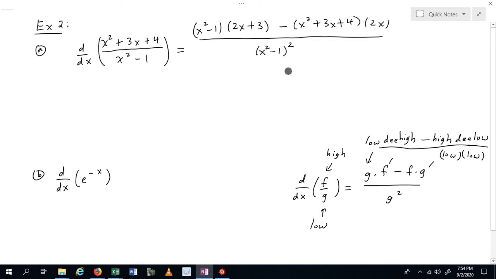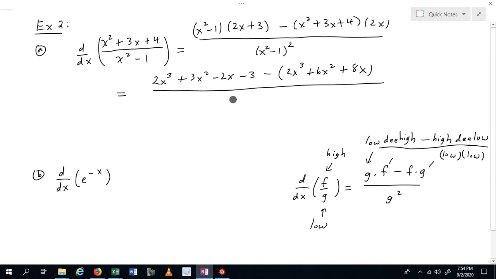Okay, let's just simplify this. So that's what we get from the quotient rule, and then we can simplify it. We can FOIL this out. So that's going to be 2x cubed, and this will be 3x squared minus 2x minus 3. So just FOIL that out, and then distribute the 2x to each of these terms. So you're going to get 2x cubed, 6x squared, and plus 8x, all over this.